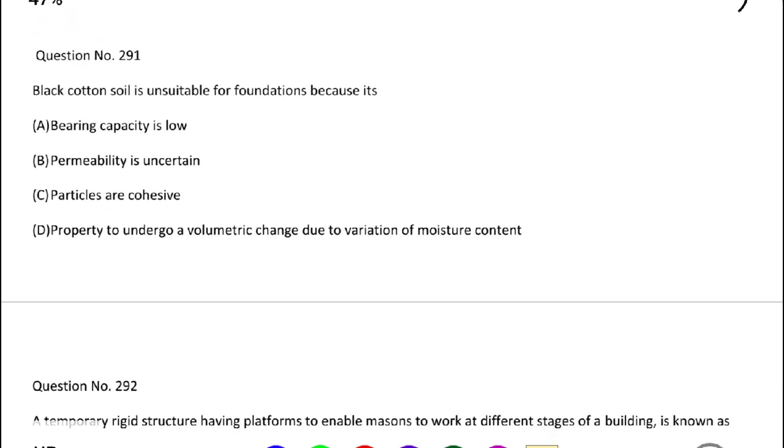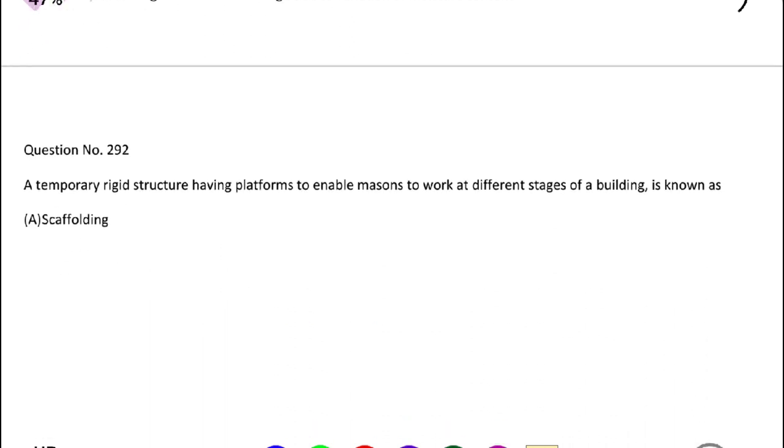Next question, black cotton soil is unsuitable for foundation because of its option A bearing capacity is low, option B permeability is uncertain, option C particles are cohesive, option D property to undergo the volumetric change due to variation of moisture content. The correct answer is option D property to undergo volumetric change due to variation of the moisture content.